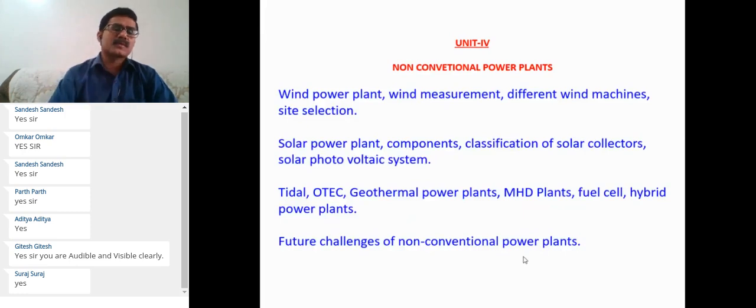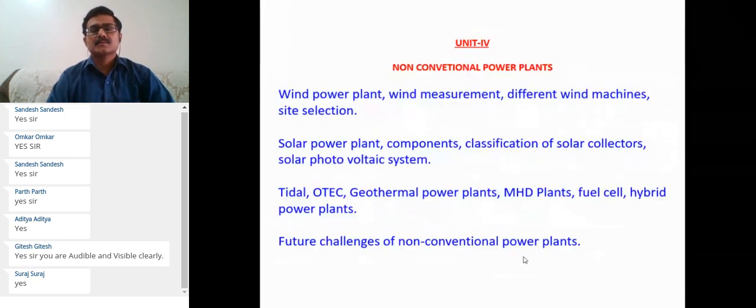3-4 different types of power plants that we are going to highlight, we are going to study under this unit number 4. Wind power plant, wind measurement. What is the technique for the measurement of the wind? That is nothing but the wind velocity, rather, I will say. Different types of wind machines, different configurations, different arrangements for the wind machines or the wind turbines, and where these different arrangements can be suitable, how they can be compared, and how to make use of these different arrangements.